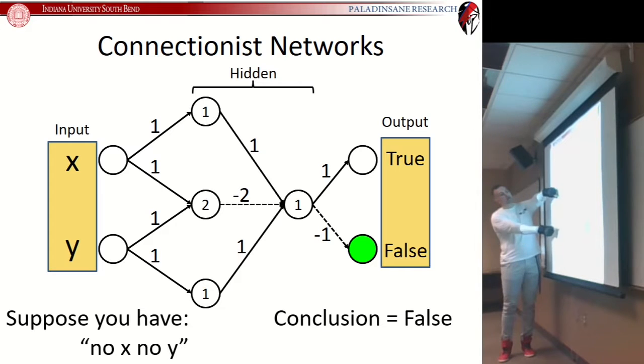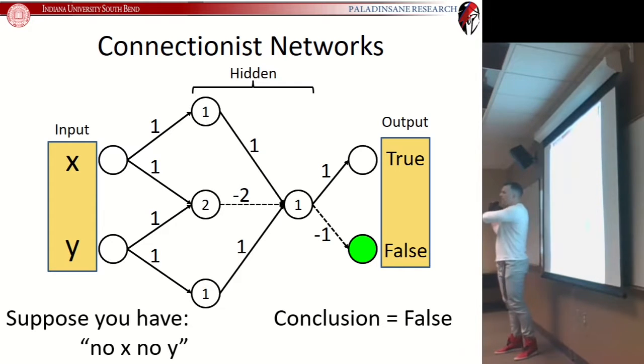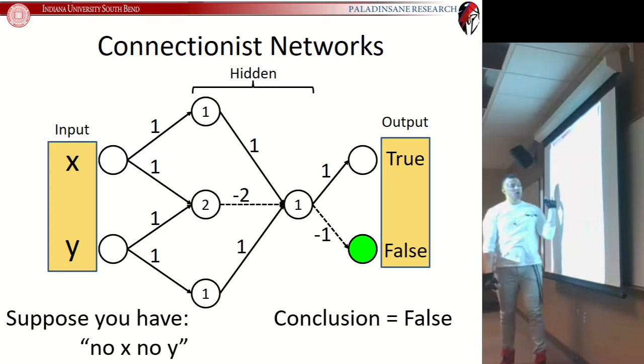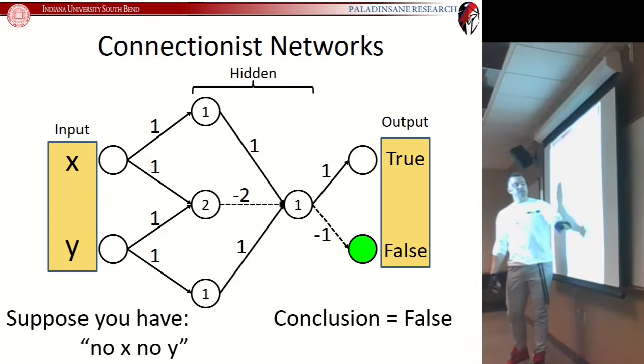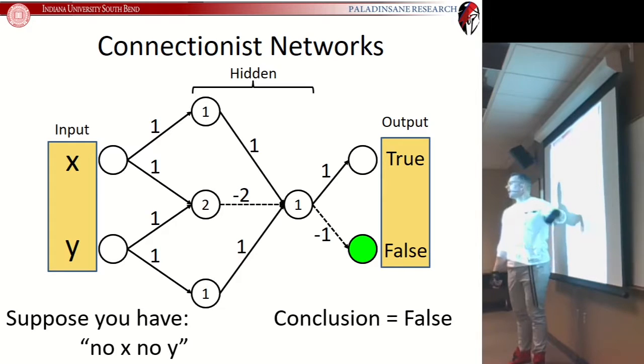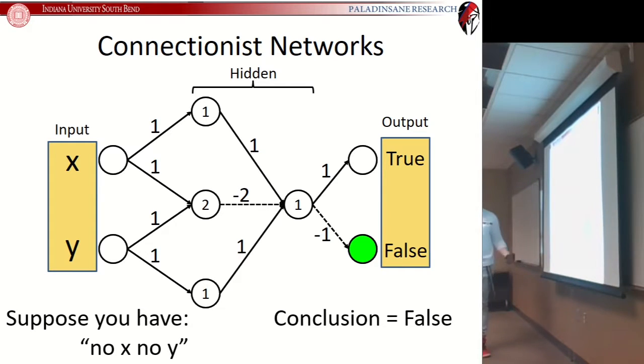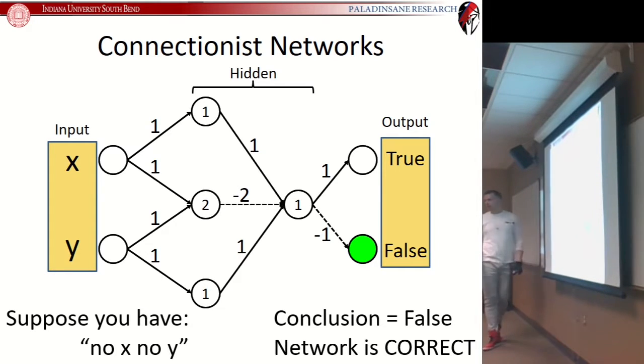In this case, there's no inputs coming in whatsoever. Because there's no inputs, this doesn't get activated, this doesn't get activated. No signal gets sent through the connectionist network. So nothing gets activated. And because of that, this doesn't get turned off. And your conclusion is false. And once again, we see that this network is correct.